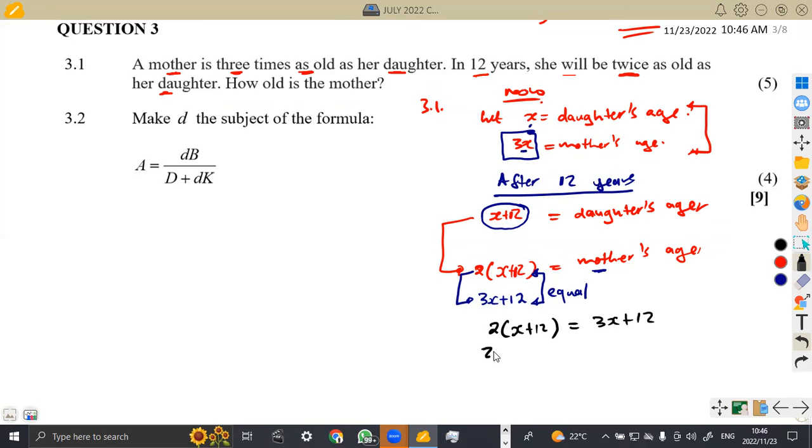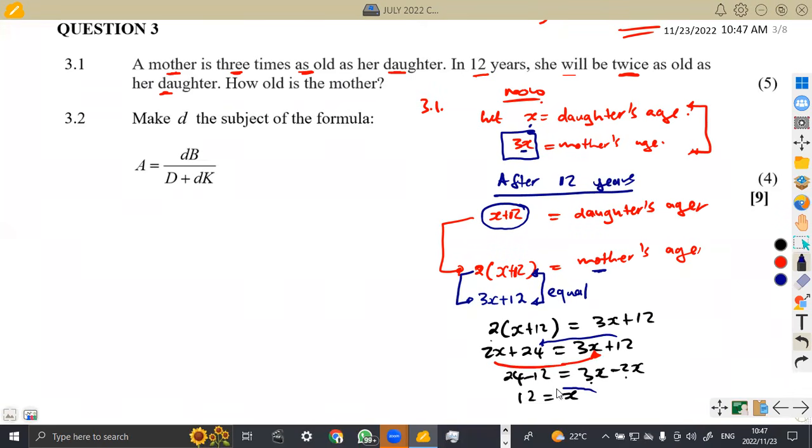Expand brackets, we've got 2x plus 2 times 12, which is 24, is equal to 3x plus 12. So you can transpose. If we transpose 12 to the left-hand side of the equation, it will be negative 12. We remain with 3x on the right-hand side, and transposing 2x to this side we obtain negative 2x. So 24 minus 12, that's 12, is equal to 3x minus 2x, which is x.